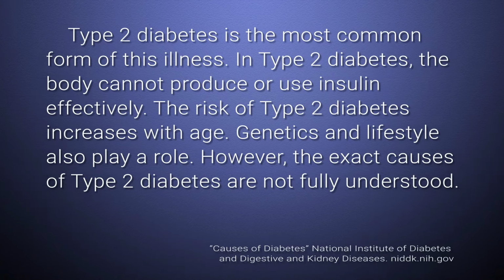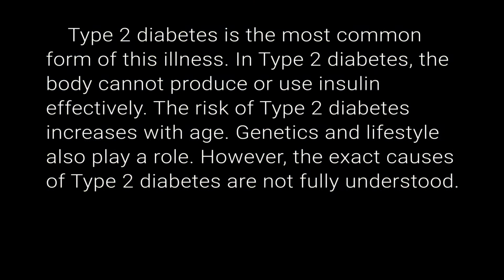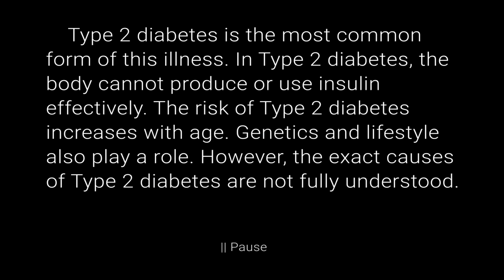Type 2 diabetes is the most common form of this illness. In type 2 diabetes, the body cannot produce or use insulin effectively. The risk of type 2 diabetes increases with age. Genetics and lifestyle also play a role. However, the exact causes of type 2 diabetes are not fully understood. Examine the details in this paragraph. The details support a main idea. What is this main idea? Pause the video and think about it.